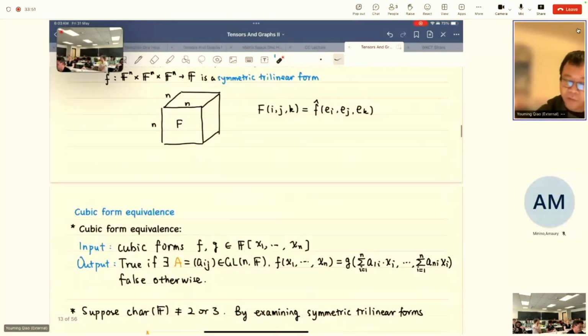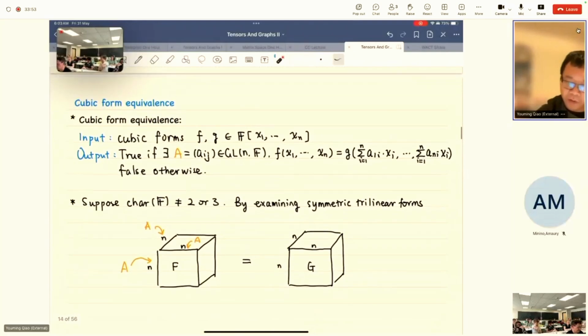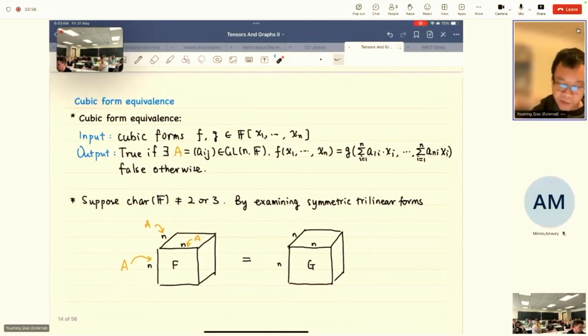Once you put this into a trilinear form, into this three-way array setting, now we see how cubic form equivalence can be formulated, right? This A now is a little bit different. This A now is acting on the three sides of F at once. So now you are given these two tensors or two three-way arrays. You want to know whether they are the same, under A acting on the three sides of F, transforming F to G.